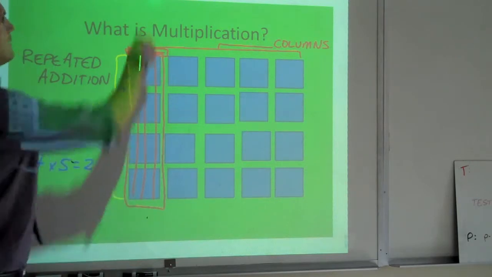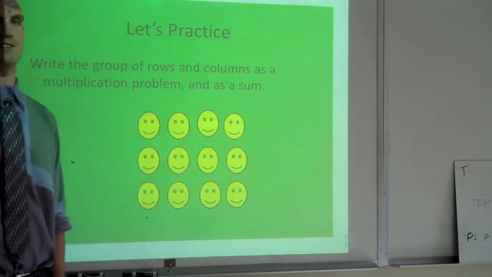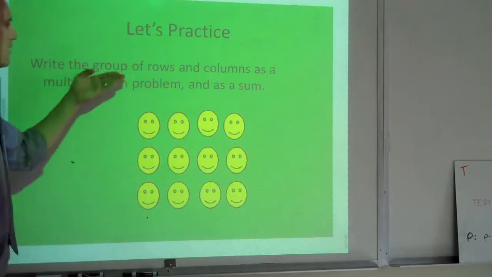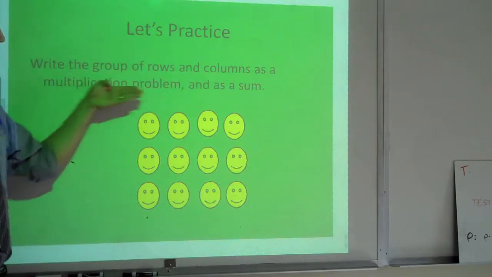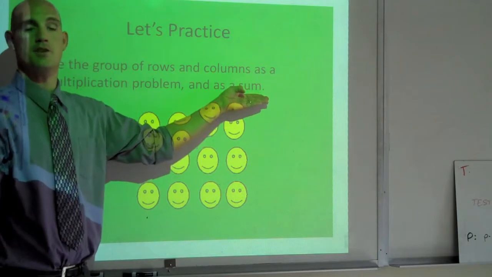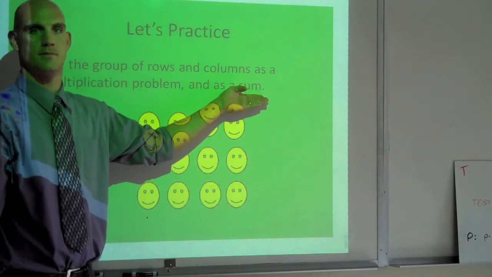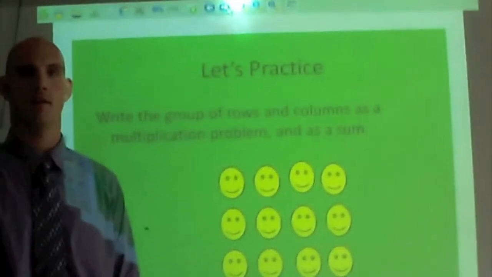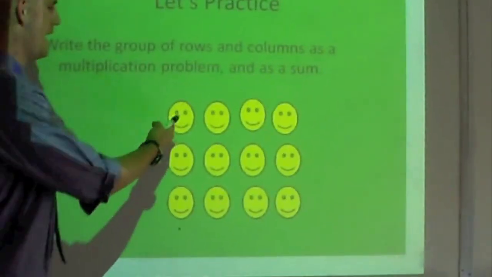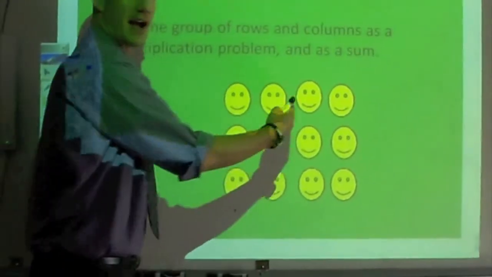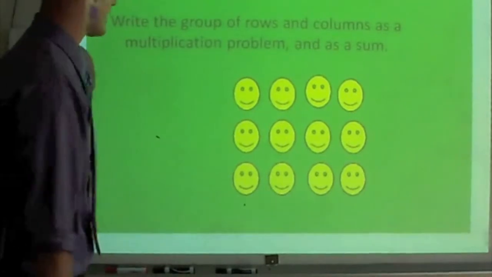Now it's time for you to try. Here's one with smiley faces. I'd like for you to write the number of rows and columns as a multiplication problem and also as a sum using repeated addition. If it helps, you can go ahead and write on and draw this diagram out and try to label your rows and columns.